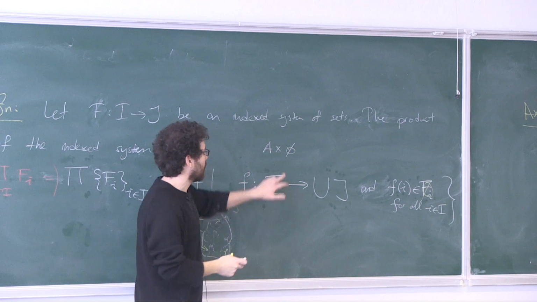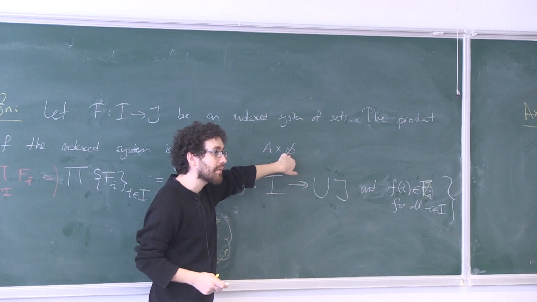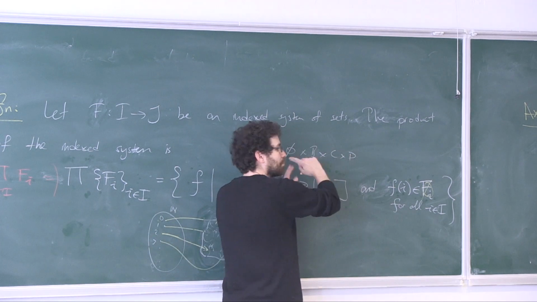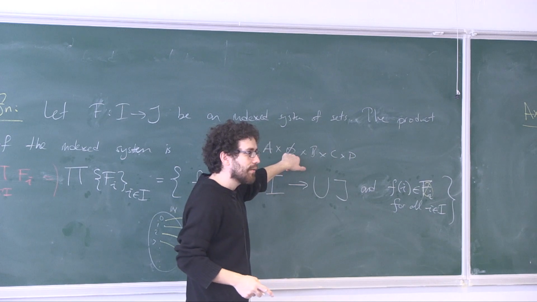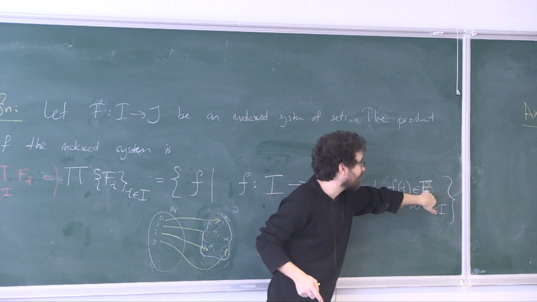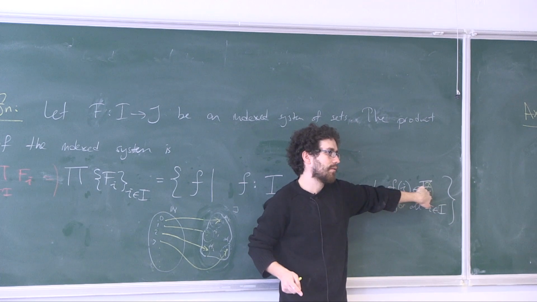Think about Cartesian products. Is this empty? Why? Because you cannot choose anything from this. What I'm saying is, I don't care how many sets you're multiplying. As long as one of them is empty, it's going to be empty. If you choose one of these Fi's to be the empty set, you cannot choose something from that set.